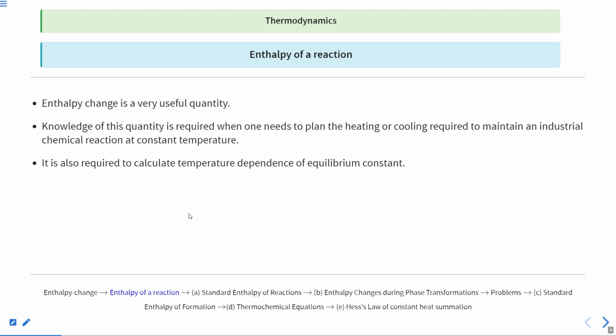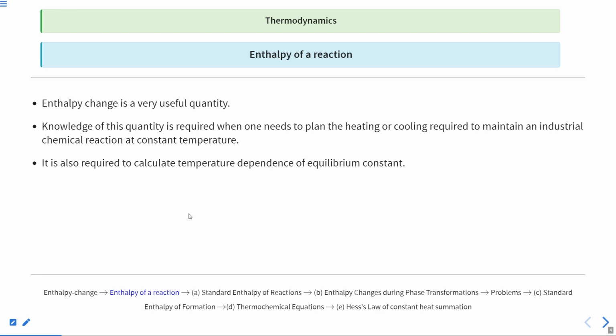So by knowing the enthalpy of a reaction, we can do such things as controlling the product concentration. Now it is also required to calculate the temperature dependence of the equilibrium constant, because the equilibrium constant is dependent upon the temperature, and in reality temperature is the only one which changes the value of the equilibrium constant. You know it very well.